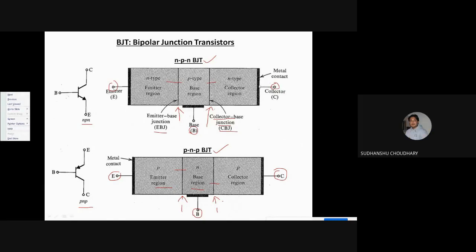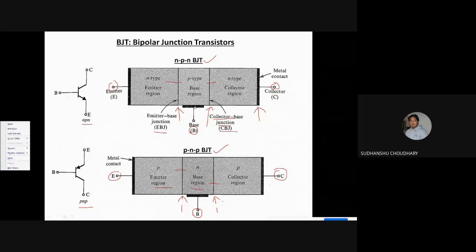Yes, we have to ensure that this metal contact is ohmic. Otherwise, a Schottky contact or another diode will result here. Another junction will result. Another diode will result, a Schottky diode. We don't want that Schottky diode or Schottky contact here. So we need to ensure that these metallic contacts are ohmic contacts. Similarly, in the PNP BJT, we need to ensure that these contacts at base, collector and emitter are all ohmic contacts, not Schottky contacts.